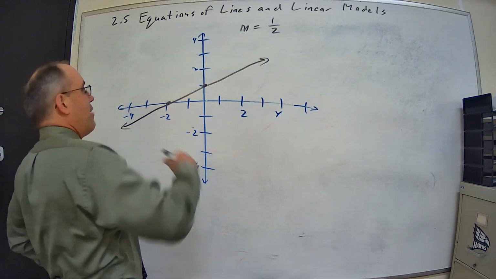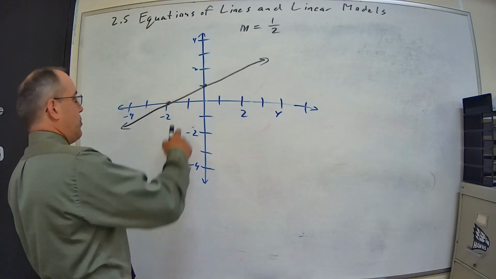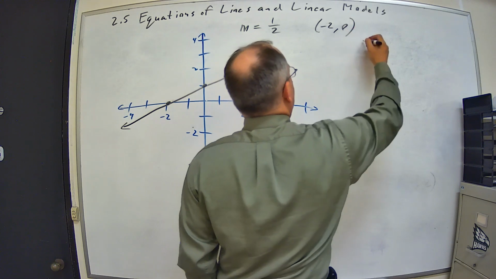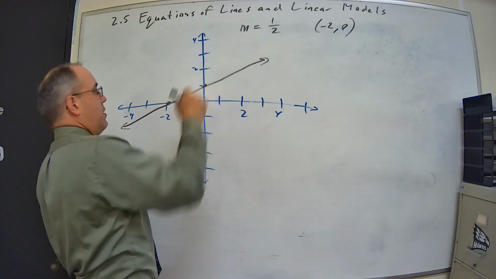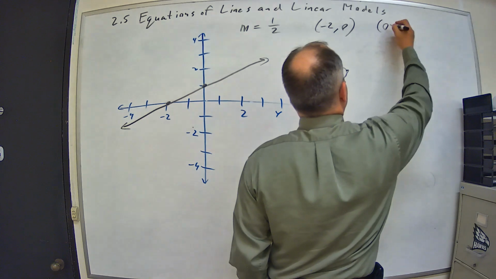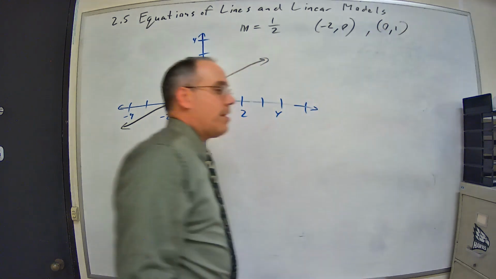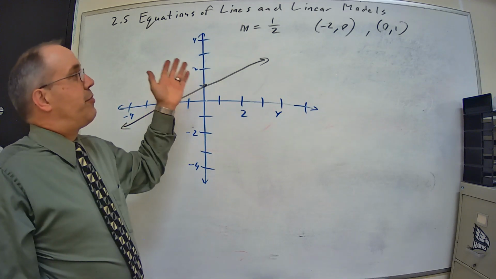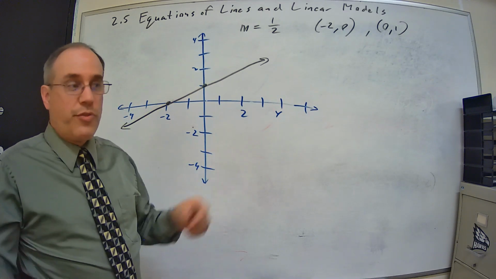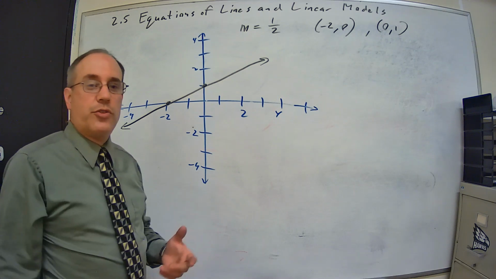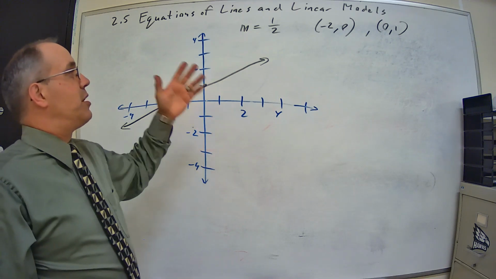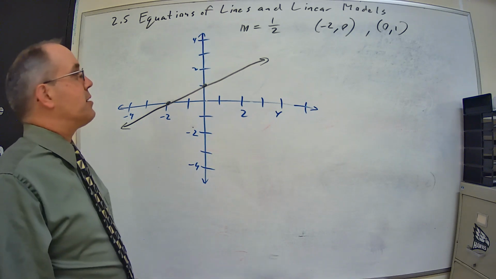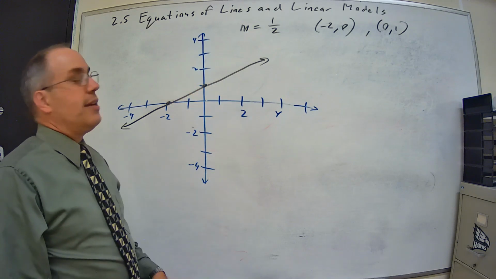Now that we have that, we have these 2 points. In fact, let's write down these 2 points. We have negative 2, 0, and we have 0, 1. So if I want to get an equation for this line, there's a few things we could do, but a couple ways are, one, we can use the point slope form like we just used previously, or we could recognize here that one of these points is the y-intercept.